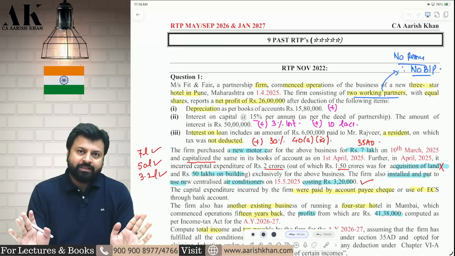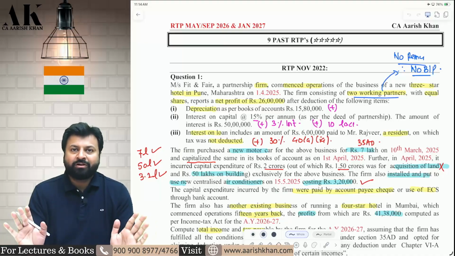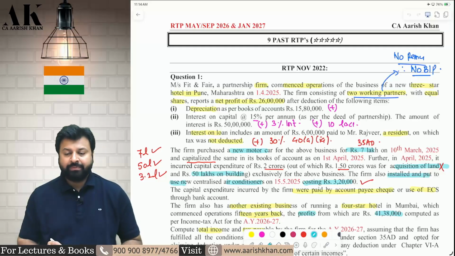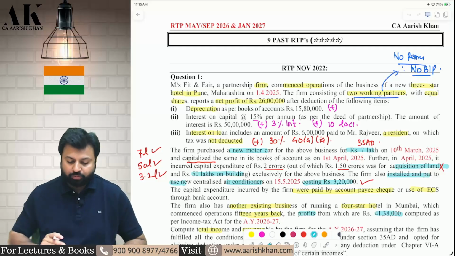Now I will not say anything till our last paper. I will only talk about the content. That's it. Now, let us start with our first RTP, RTP November 2022.